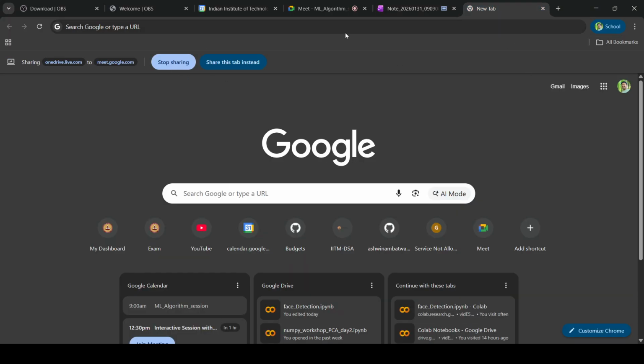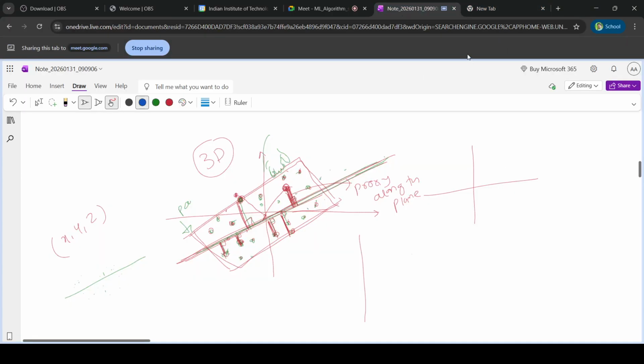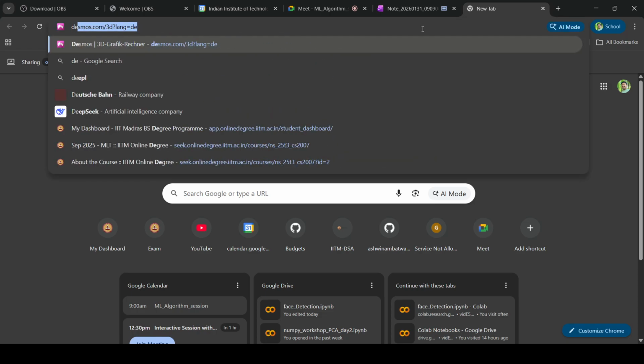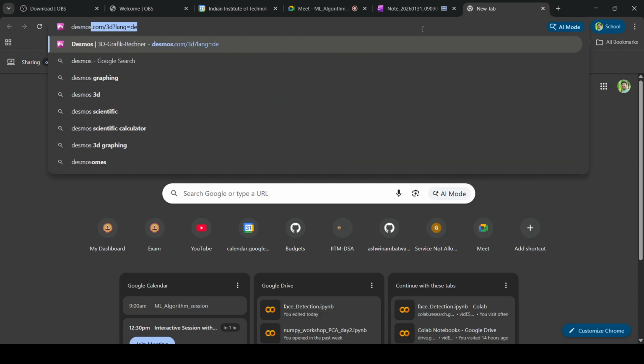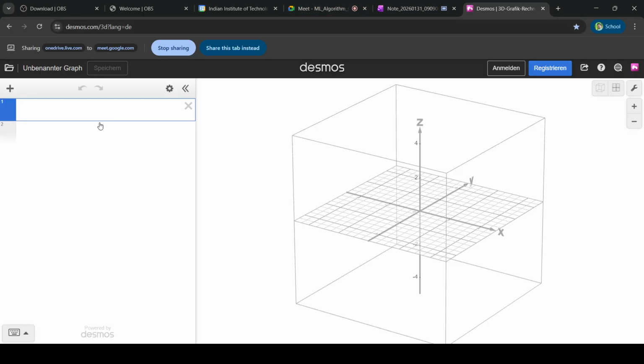Desmos. Can you see the screen? You guys see the screen?